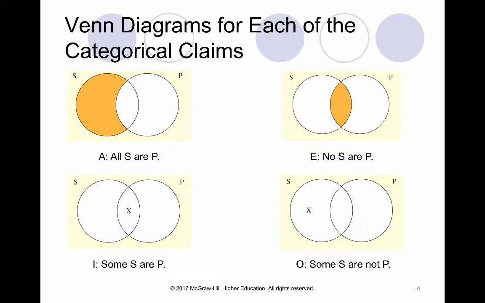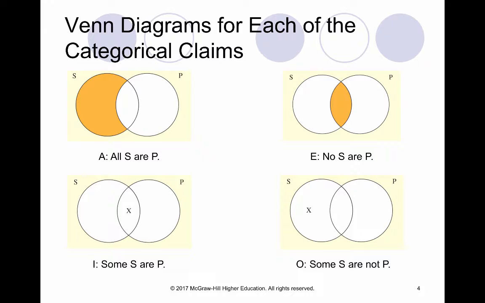So let's replace the terms S and P with actual things for illustration. Let's say that S stands for forks and P stands for utensils. So all forks are utensils. Now you can see that all the forks exist in that overlap of the circle and are also part of the circle that represents utensils in general.